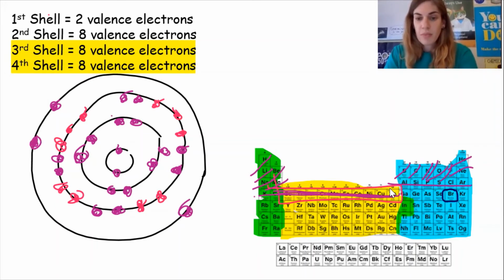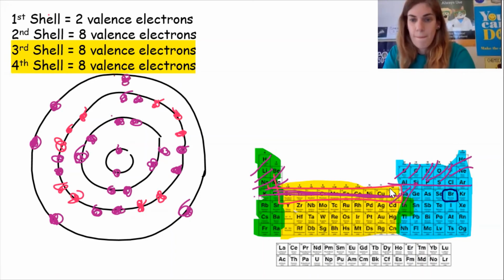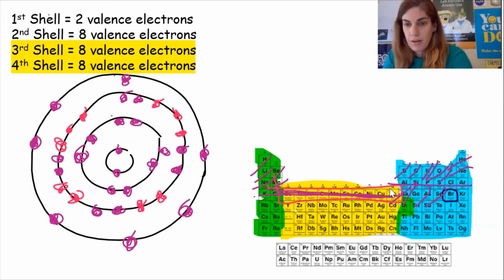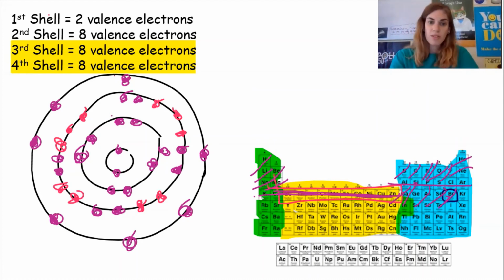So we see that gallium is filled out. Let's fill out germanium. There we go. Let's fill out arsenic and selenium. And now let's fill out bromine. Oops. And there we go. If we were to do a count, we would see that we have 1, 2, 3, 4, 5, 6, 7 valence electrons. And look, bromine has 7 valence electrons.